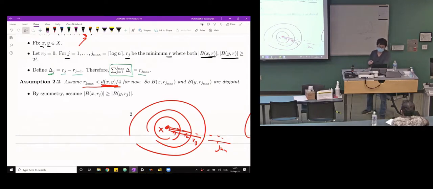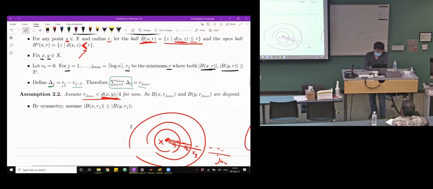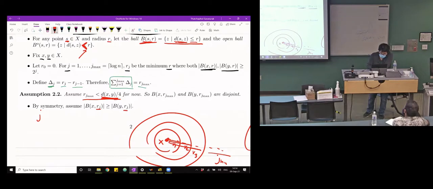Now let's say this. So let's look at any j, all right? With the radius r_j, we know that one of them will have size exactly 2 to the j, right? So let's assume that y is the smaller one, and maybe the ball of x is actually much bigger than 2 to the j. That's fine. But one of them will be exactly of size 2 to the j.